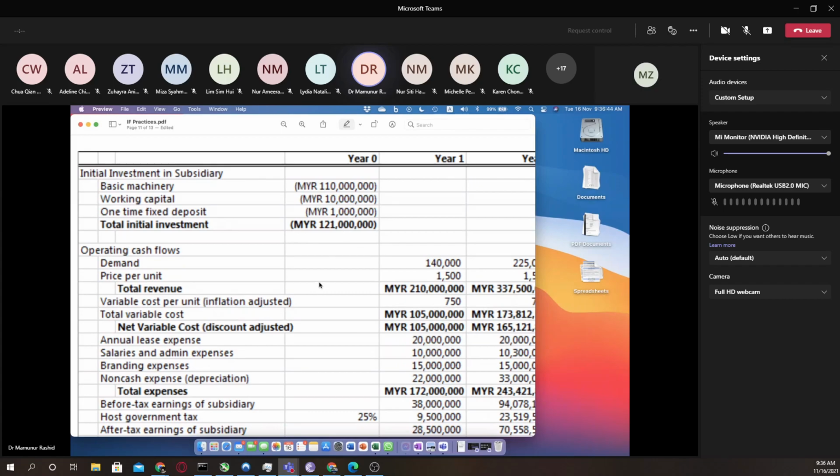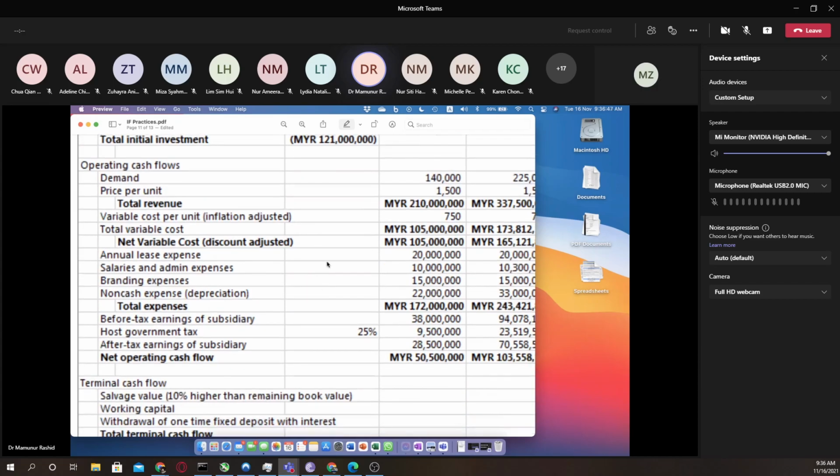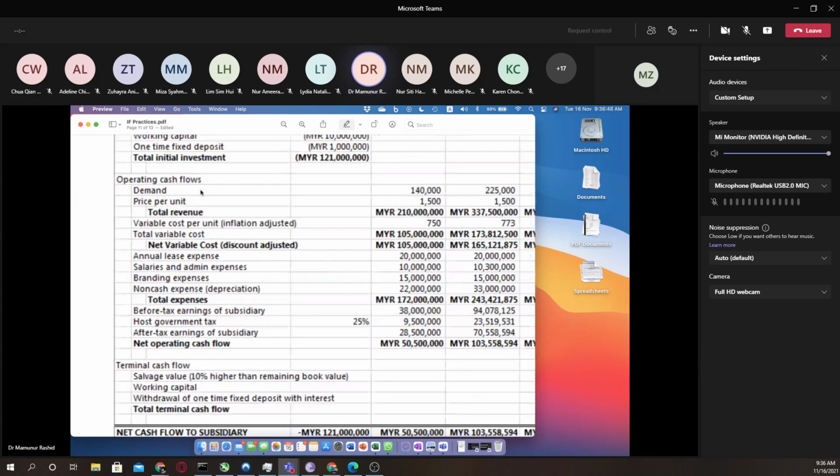Okay, in Malaysia. Now the next information will be operating cash flow. Start with demand. Demand is 140,000 units, and the demand figures are already adjusted. Price per unit is also fixed, 1500. Total revenue. Variable cost is 750 in the first year, right?